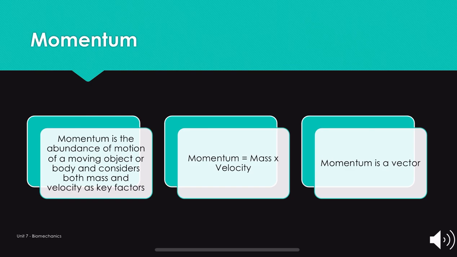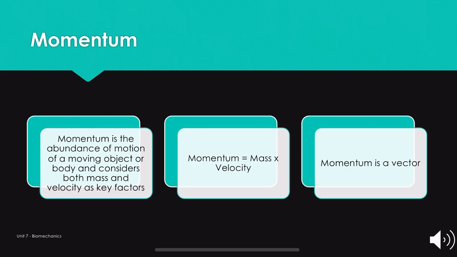Momentum. So momentum is the quantity of motion of a moving object or body and considers both mass and velocity as key factors. And it is calculated using mass times velocity. Momentum is a vector, meaning it needs both a magnitude, which would be mass in this example, and direction, which would be velocity, to be explained and calculated.